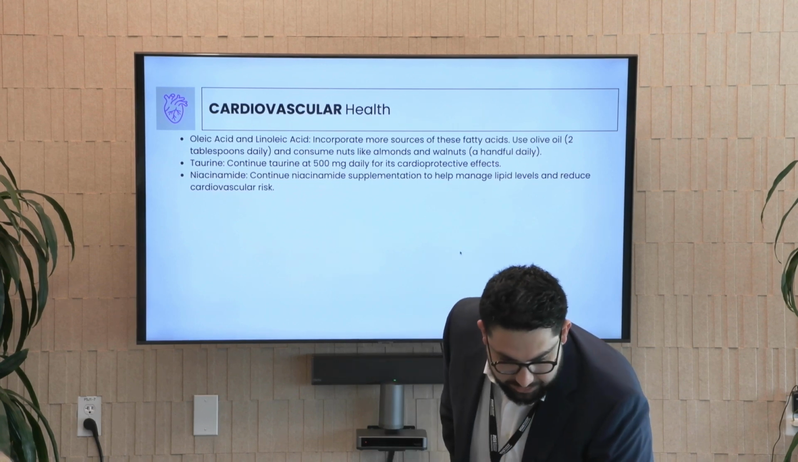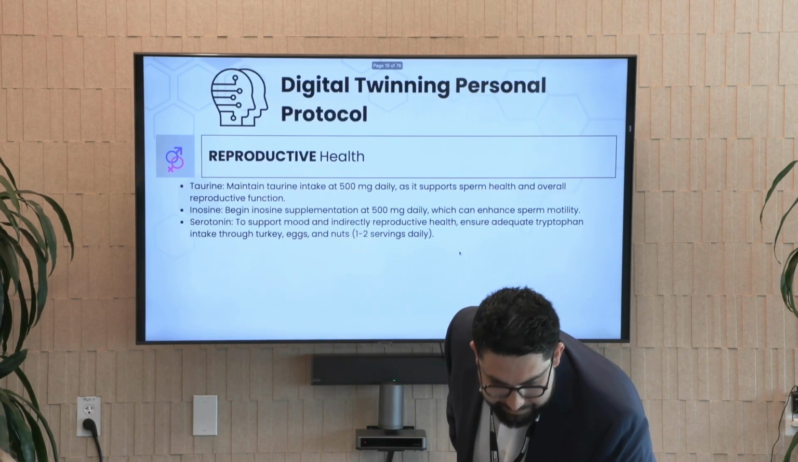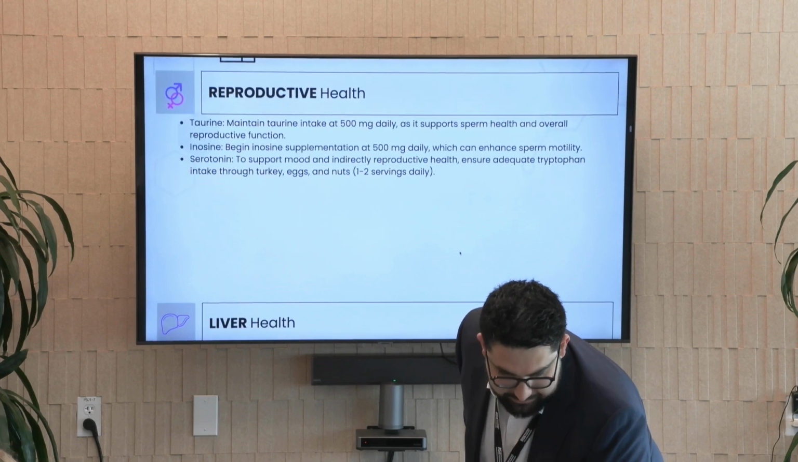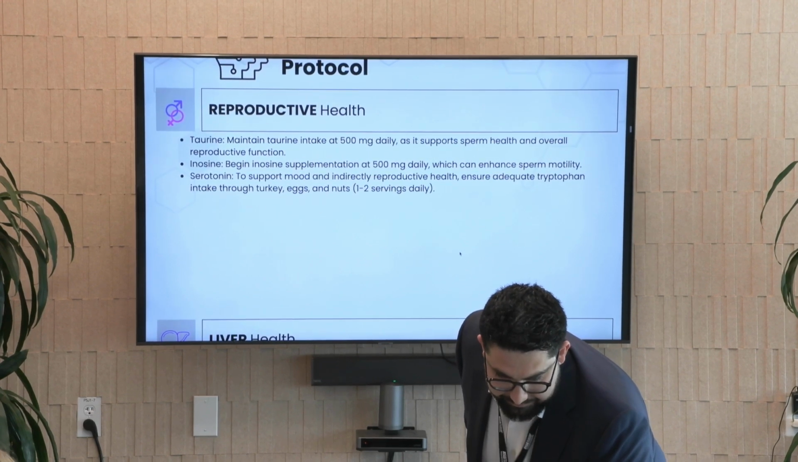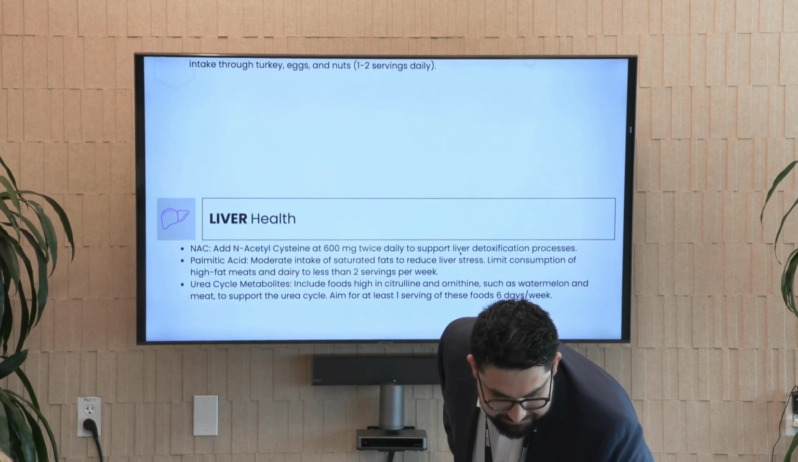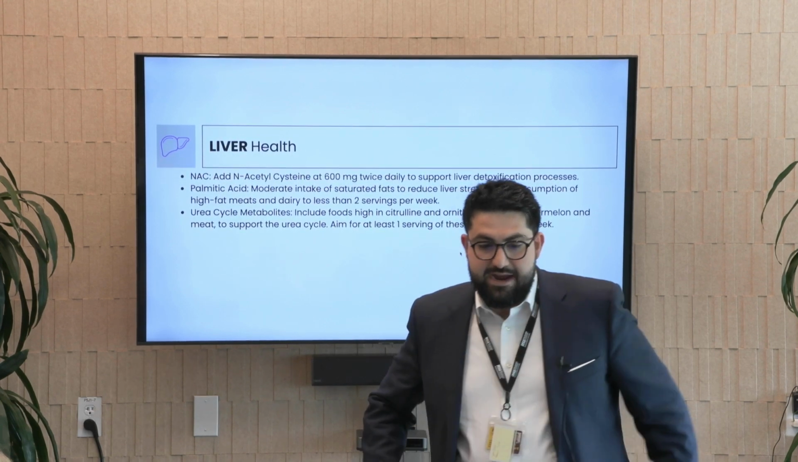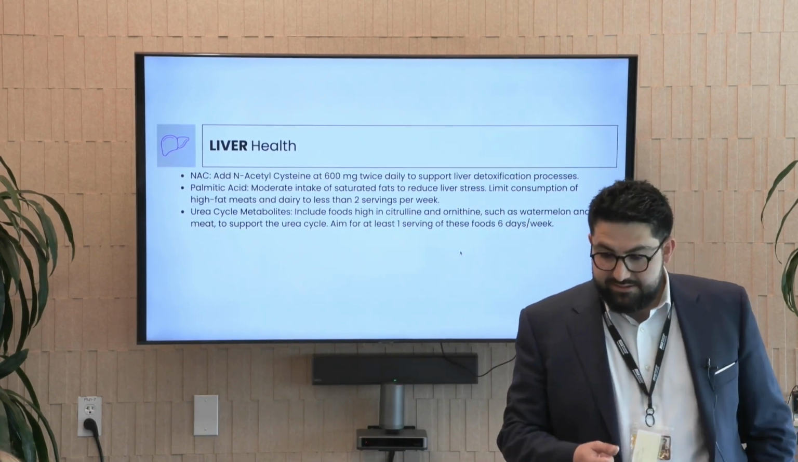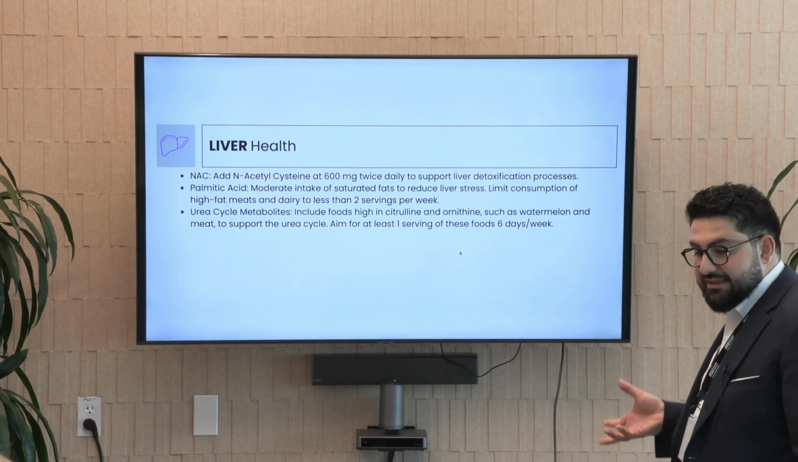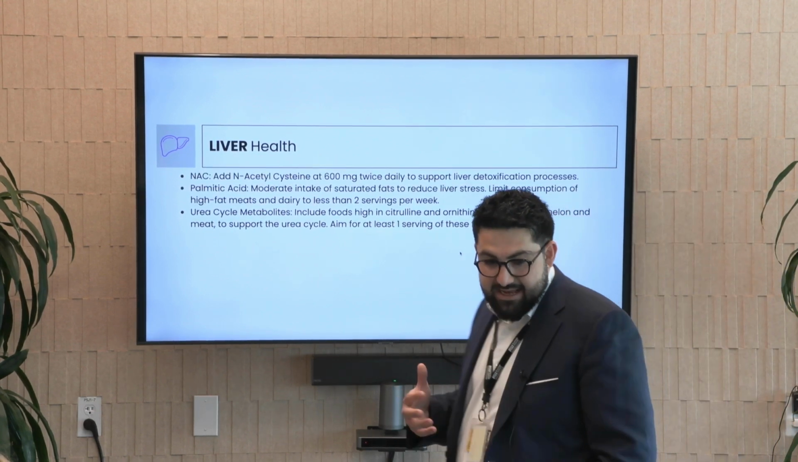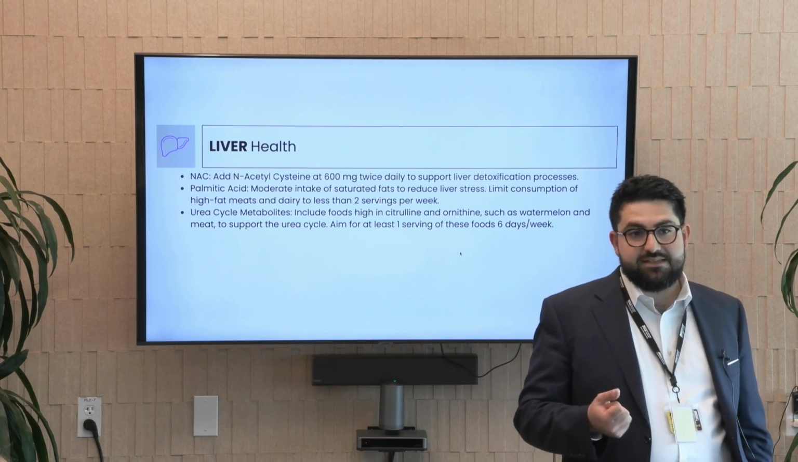So, okay, this was the cardiovascular health, the reproductive health. We talked about this, sperm motility, didn't we? Yep, inosine. Okay. Liver health, again, we're asking them to add that N-acetylcysteine. Palmitic acid, we want them to reduce saturated fats, so limit the consumption of high-fat meats.